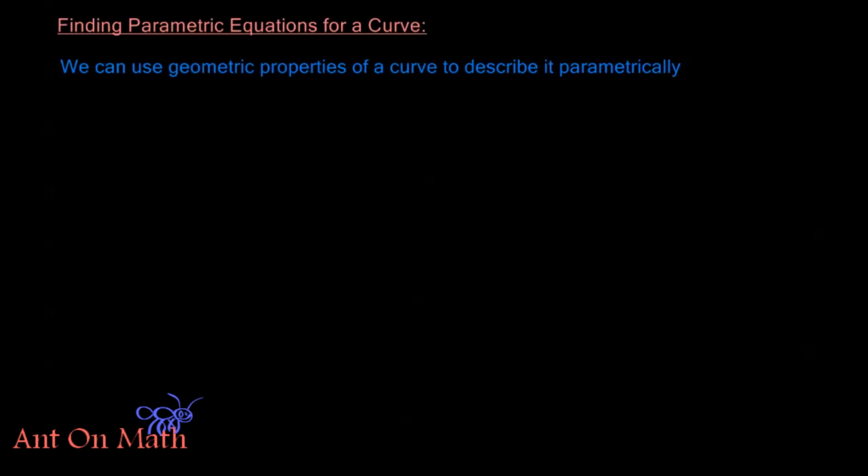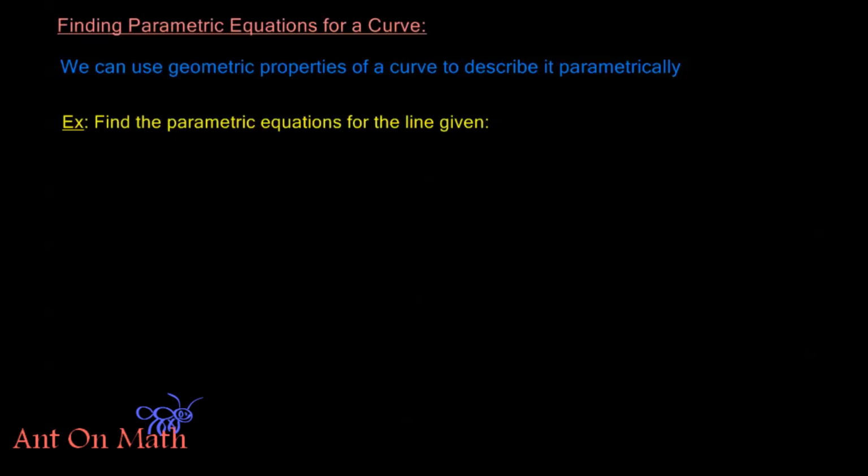Now in this video we're going to talk about how we can create a parametric equation when we're given information about the curve. So we say finding parametric equations for a curve. Now we can use the geometric properties of a curve to describe it parametrically. So let's take a look at some examples.